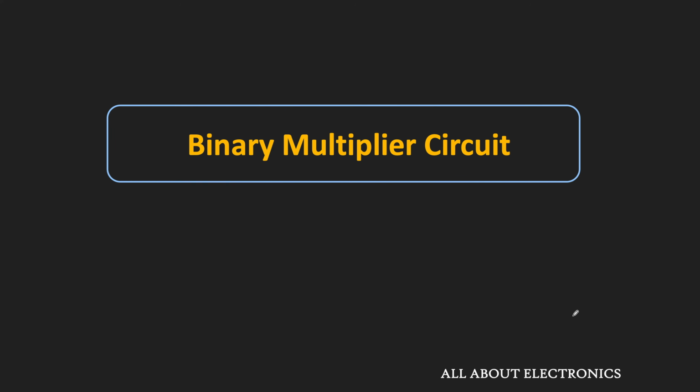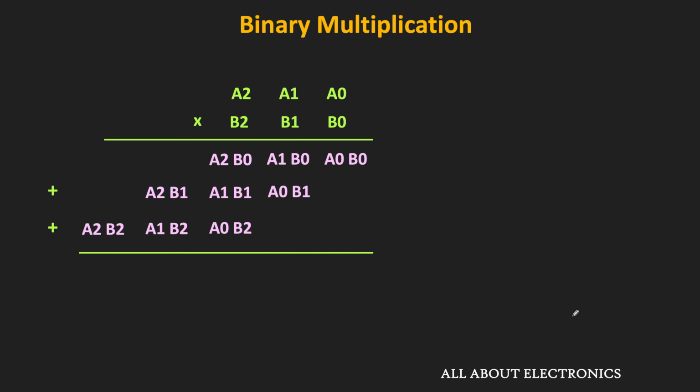In the earlier video, we understood how to perform binary multiplication. So in this video, let us see how to design the multiplier circuit which can perform this binary multiplication. Here, the multiplication of two 3-bit numbers is shown. One number is A2 A1 A0 while the second number is B2 B1 B0.